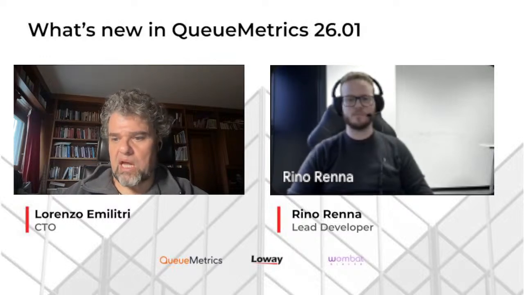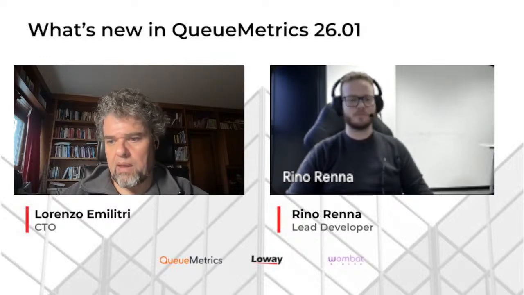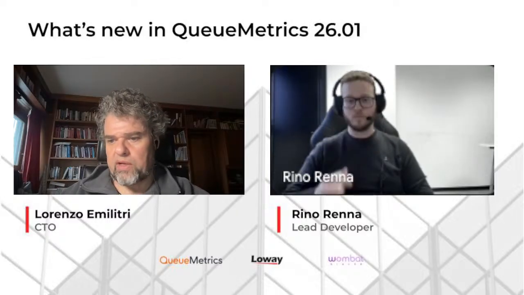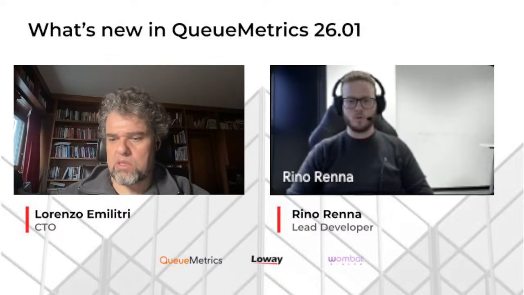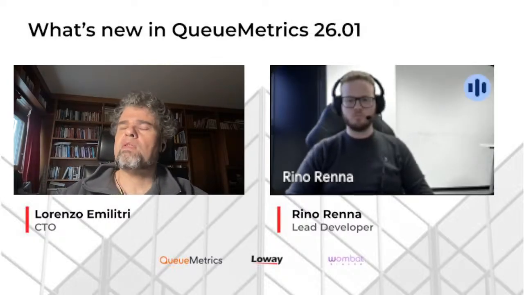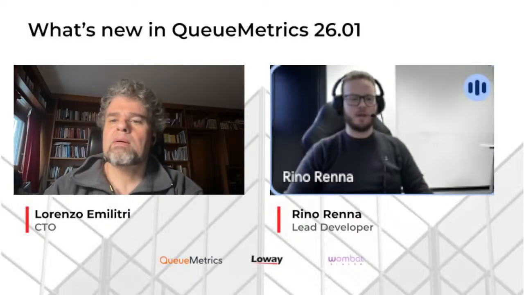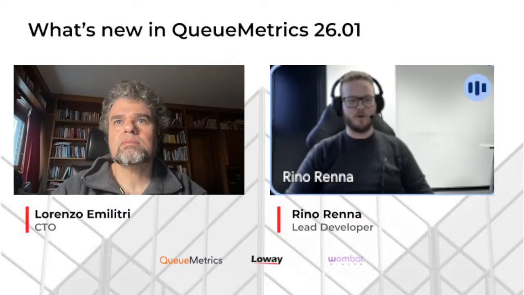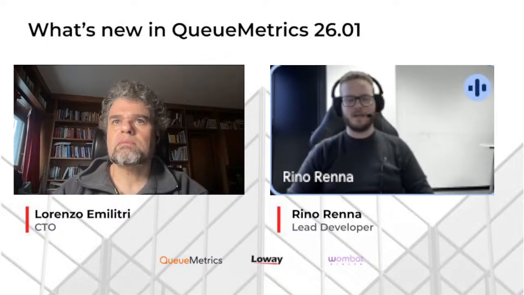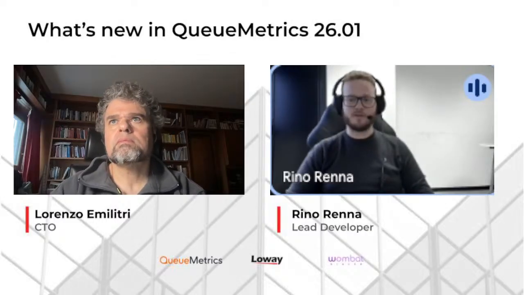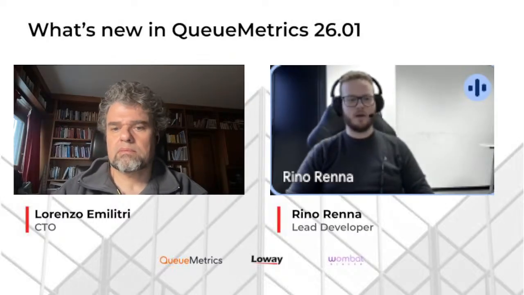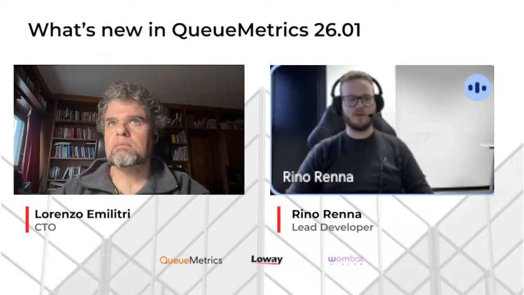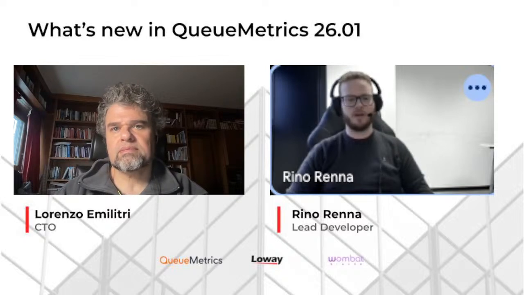I see that we have a question from Loki that asks, do I need to create a new wallboard for the filters if you have the hosted QueueMetrics? Rino, what do you think? No, absolutely. If you have already some wallboards, you can simply add filters without creating anything new. It's plug and play. You just open the wallboard you prefer and add the filters as you wish.